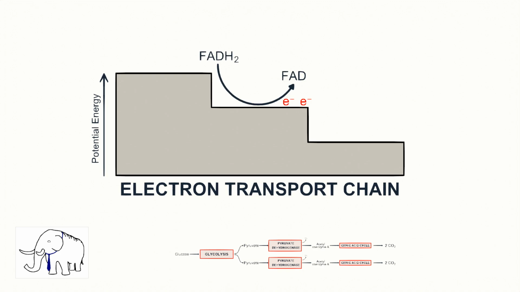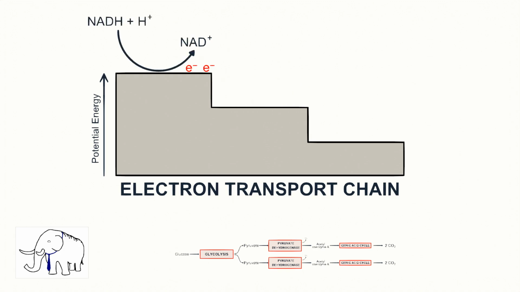FADH2 drops off their not quite as high energy electrons on the second step of the electron transport chain, while each NADH plus H+ drops off their high energy electrons on the first step. Every time a pair of high energy electrons drops down a step, they become a pair of slightly less high energy electrons, and the potential energy squeezed out of the high energy electrons is used to pump a hydrogen ion across the inner mitochondrial membrane. We're trading the potential energy of high energy electrons for the potential energy of a hydrogen ion concentration gradient.